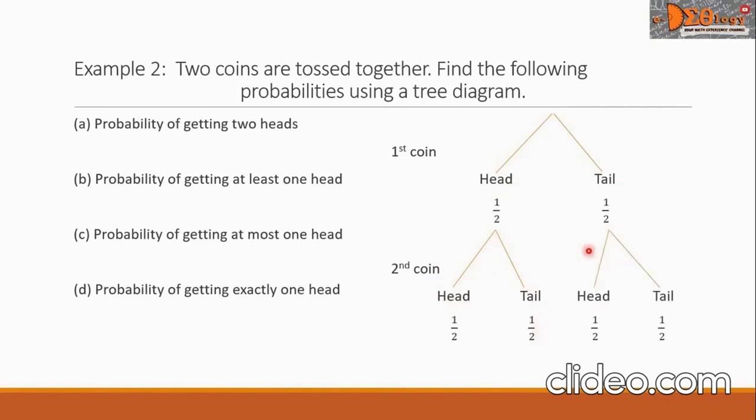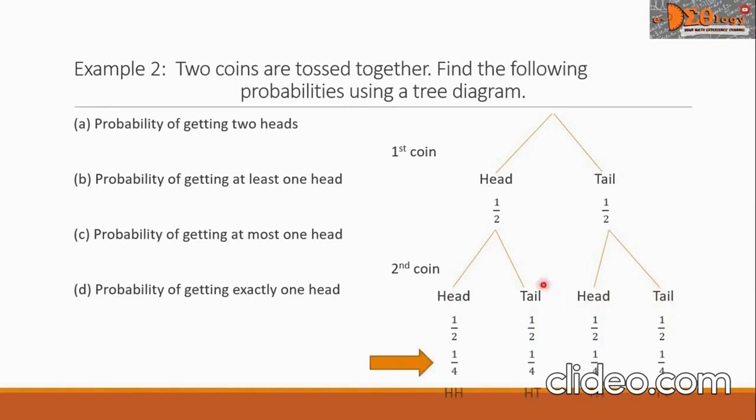Now, for the second group of branches, where the first coin is turned tail, for the second coin, there are 2 possibilities. It may turn head or tail. For the head, the probability is 1/2. For tail, it is also 1/2.